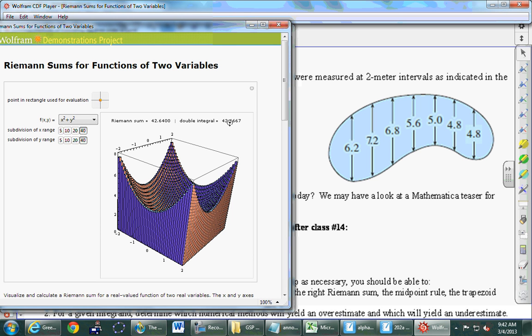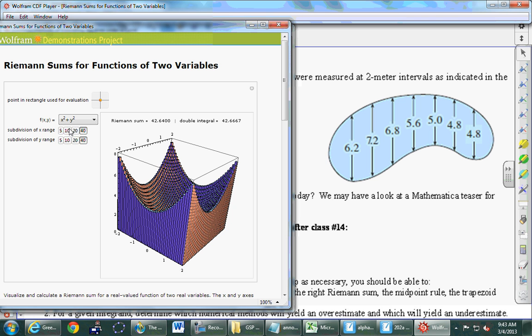The right answer is 42.66 repeating. That's the true volume. Using 40 and 40, that's 1,600 shoeboxes down there. We got 42.64. So off by about 3/100ths using all those shoeboxes.